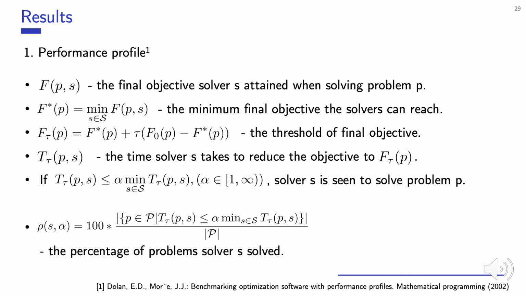We evaluate the solvers with performance profiling. The main idea is that, given a problem, we first find the minimum objective achieved by the solvers, and then relax the minimum objective by defining a threshold close to the objective. Then we compute the time a solver takes to reduce the objective to that threshold. If the time is small enough, we think the solver solves the problem successfully. The final score is the percentage of problems solved by the solver.